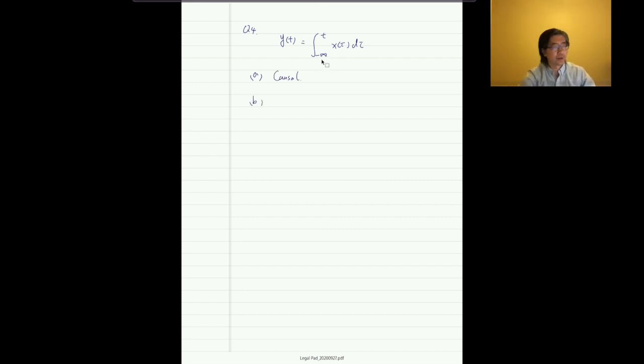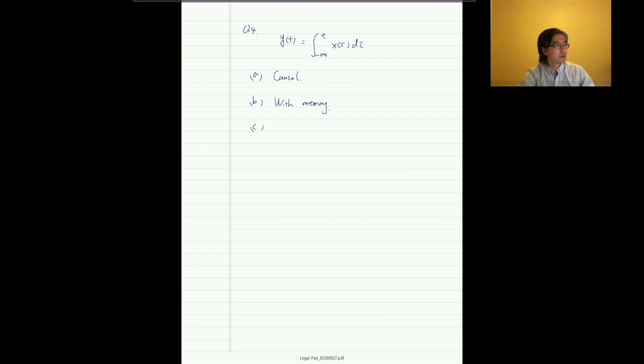Second one is whether the system is memoryless or not. Clearly, it is not memoryless, because the output depends on the past. The past goes to negative infinity, so the output does not only depend on the time instant t. It depends on the past. So the system is a system with memory.